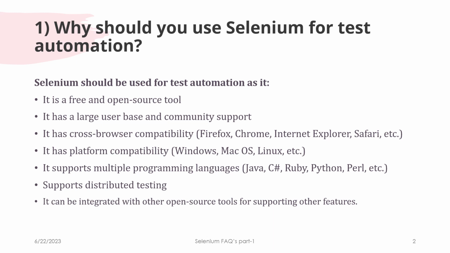The next one is that it can be integrated with other open source tools for supporting other features like different frameworks, plugins, libraries. It integrates with popular tools and frameworks such as TestNG, JUnit, Cucumber, and Jenkins. So these are the various advantages of Selenium. So we can go to the next one.